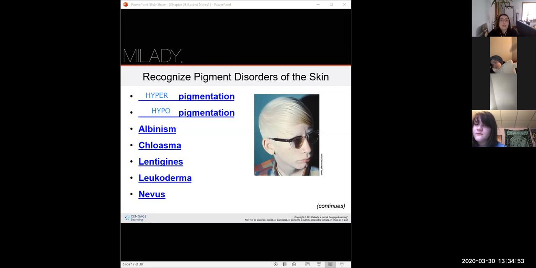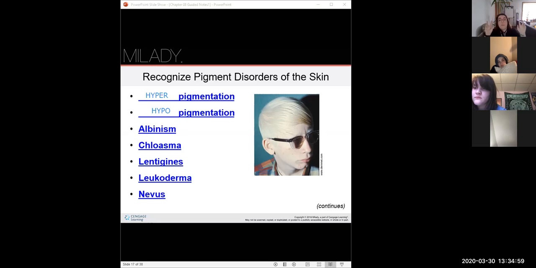Chloasma can also show up in pregnancy, and people end up having it on their face right here. It's called the pregnancy mask or mask of pregnancy. It'll go away, okay? Lentigines, those are freckles. That's the fancy word for freckles. That's all you need to know.